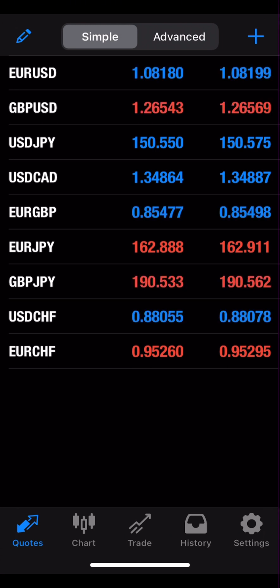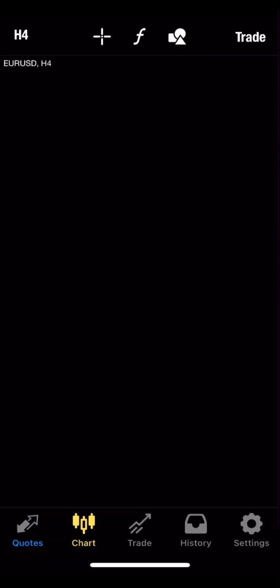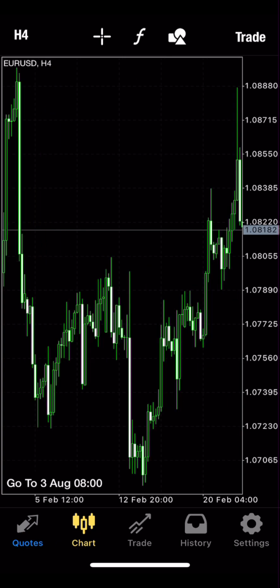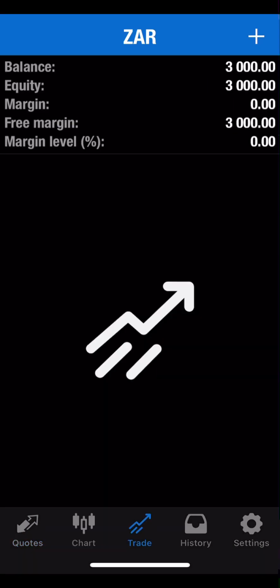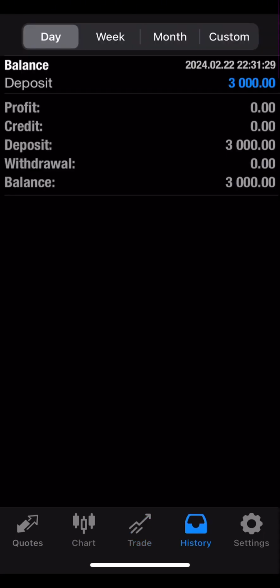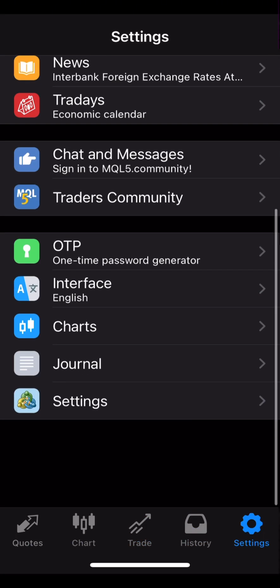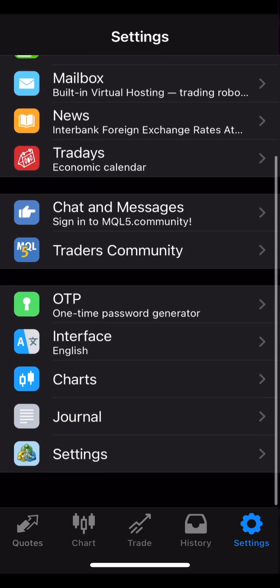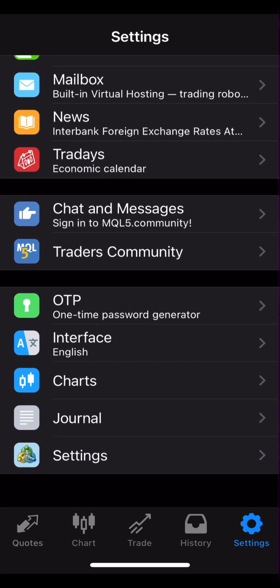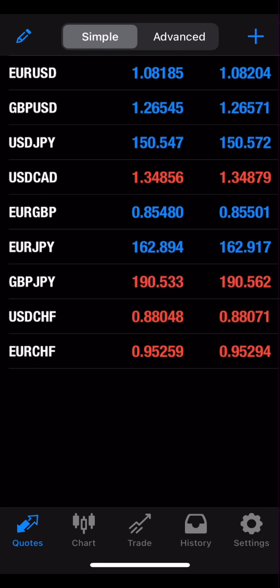So this is MetaTrader. What you see in front of you now are currency pairs, right? And then here, these are your charts, right? This here is where you're going to see your opened trades. This is your history, and this is your settings. On your settings, you're able to change how your charts look and so forth, right? So this is the MetaTrader app. This is where you're going to trade and analyze and so forth, right?